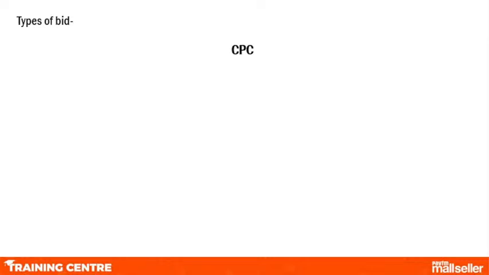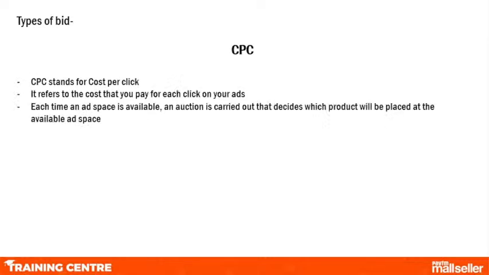For each ad space available, an auction is carried out that decides which product will be placed in the available ad space. For example, if you have a CPC of ₹5 for a campaign in an auction, and your bid wins, your product ad will be displayed to a customer. Once the customer clicks on the product, you will be charged ₹5 for the click.